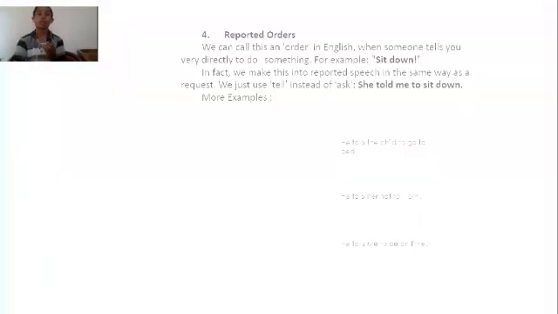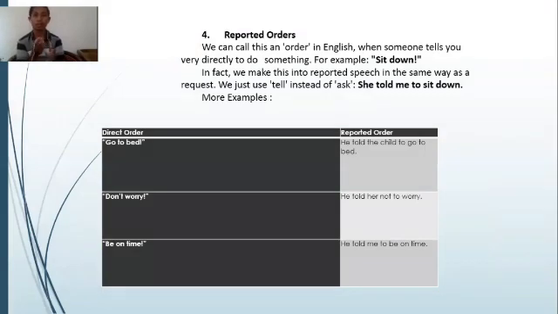And then the last part is reported orders. We call this an order in English when someone tells you very directly to do something, for example, sit down. In this table, we have direct orders and reported orders. Direct order says, go to bed. And then in reported order, we say, he told the child to go to bed.